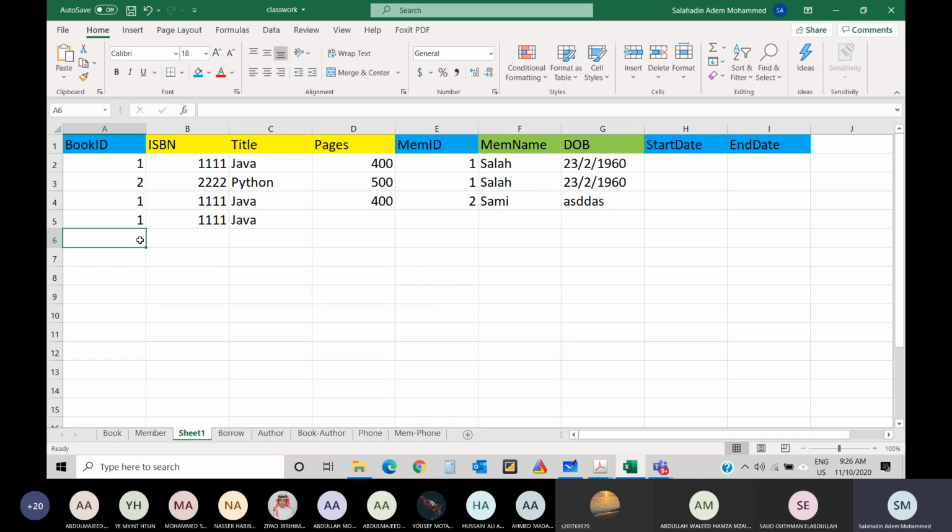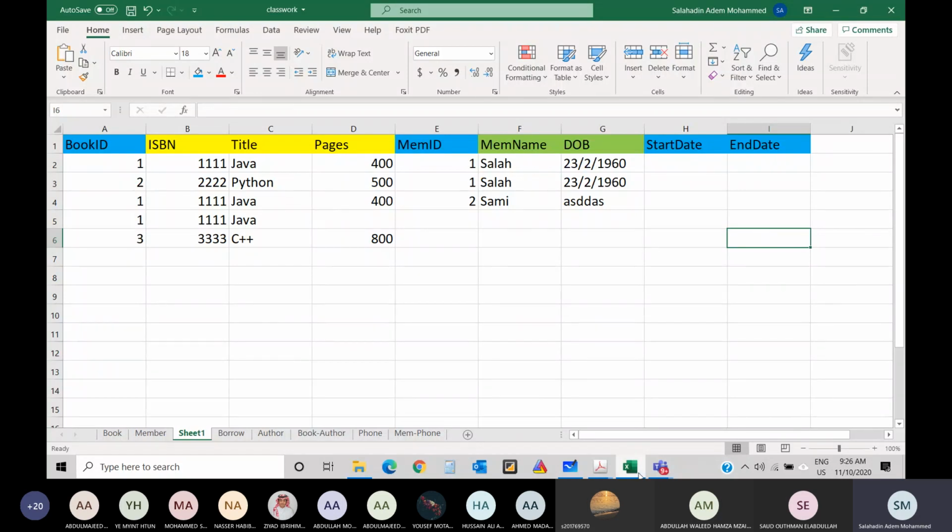Let's say I bought a book number 3. It's a new book. Let's say this book's ID, its SPN, is 333. The title of this book is C++, for example, and it has 800 pages. But nobody has borrowed it yet. So what do you think will happen to this? Null, null, null, null, and null. So it creates a lot of nulls when you insert.